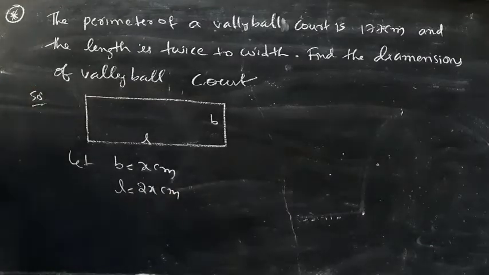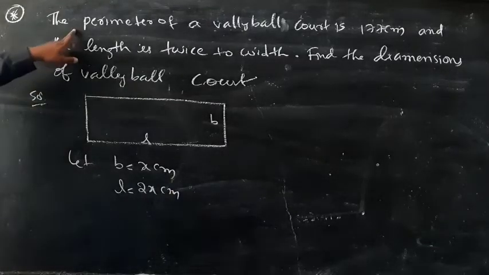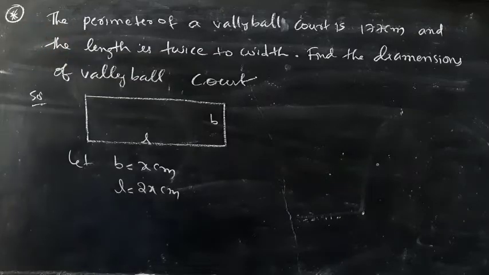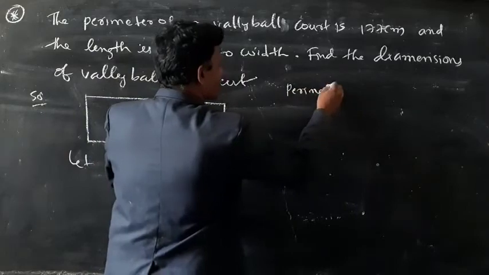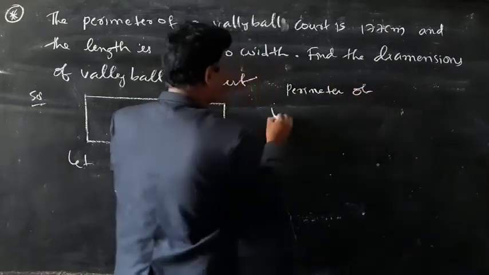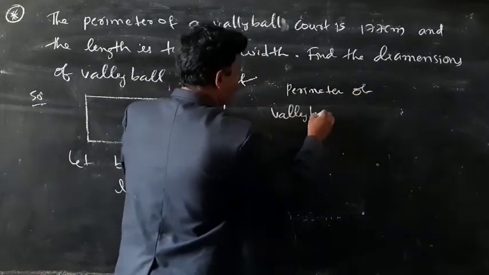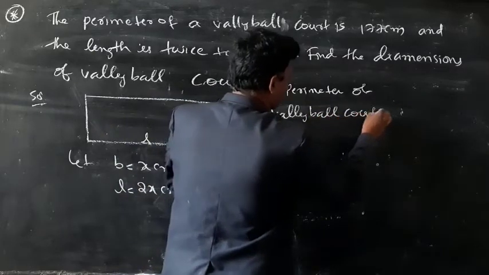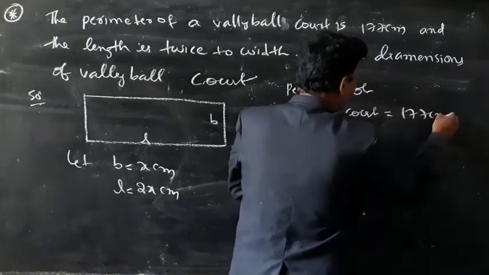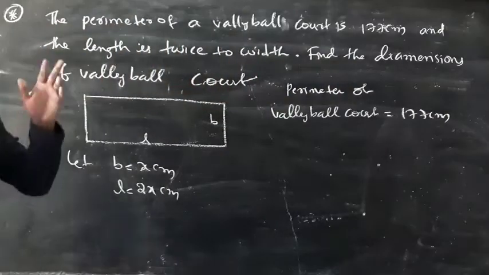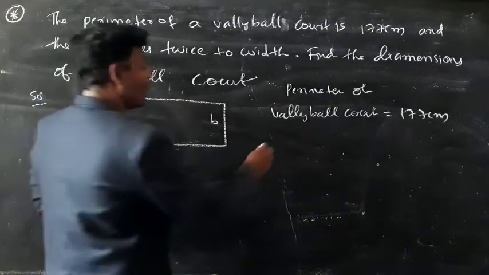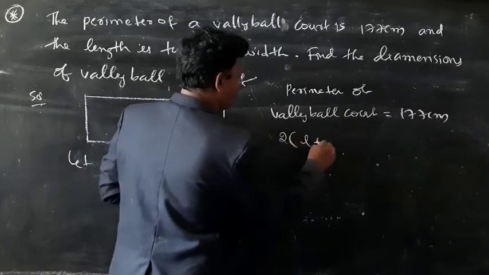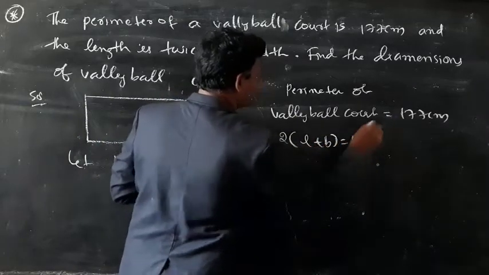So L is equal to how much? 2x centimeters. Then what is given here? Perimeter of the volleyball court is 177 centimeters. Perimeter of volleyball court is equal to 177 centimeters. So the perimeter of the volleyball court is nothing but the perimeter of the rectangle. What is the formula to find the perimeter of a rectangle? 2 into (L plus B) is equal to 177.